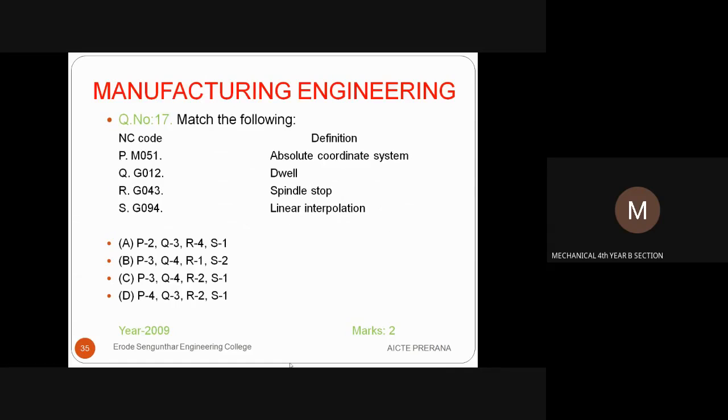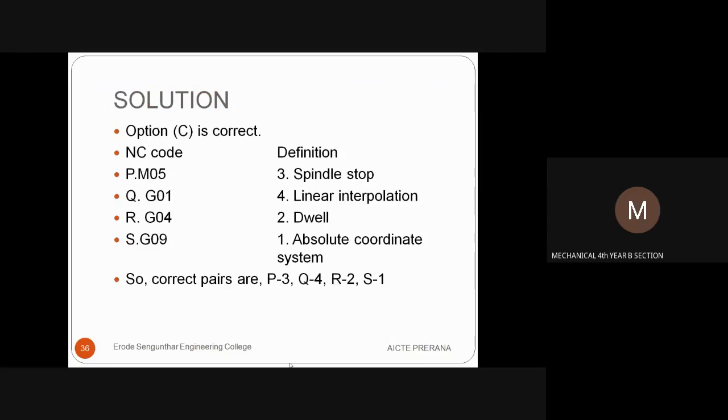So in option C, M05 is matched with spindle stop, and G01 is matched with linear interpolation, and G04 is matched with dwell time, and G09 is matched with absolute coordinate system. So option C is the right answer. P to 3, Q to 4, R to 2, and S to 1. This is the right answer.